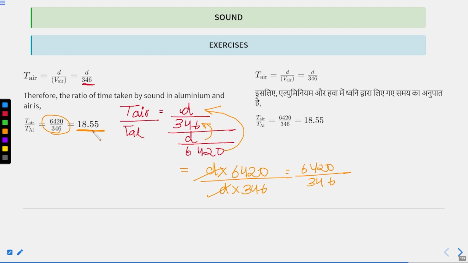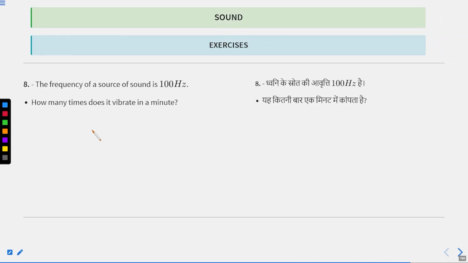Okay, I hope this question is clear to all of you. Now let's move on to the next question. Question number 8: the frequency of a source of sound is 100 hertz. How many times does it vibrate in a minute?